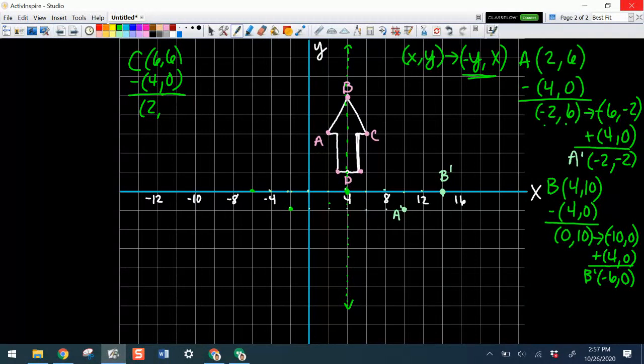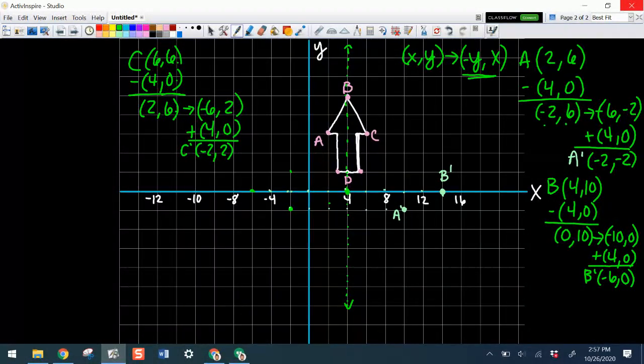6 take away 0 is actually 6. So then we use the function, swap, and we get 6, 2. And then change the sign of the 6 to negative 6. And then we add the center of rotation back. There was the problem: 6 take away 0 is actually 6, not 0. Negative 6 plus 4 is negative 2. 2 plus 0 is 2. So after the rotation, C prime is located at negative 2, positive 2, which would be here.